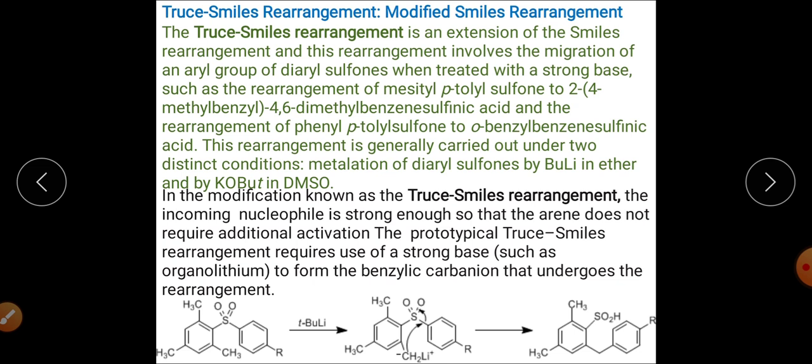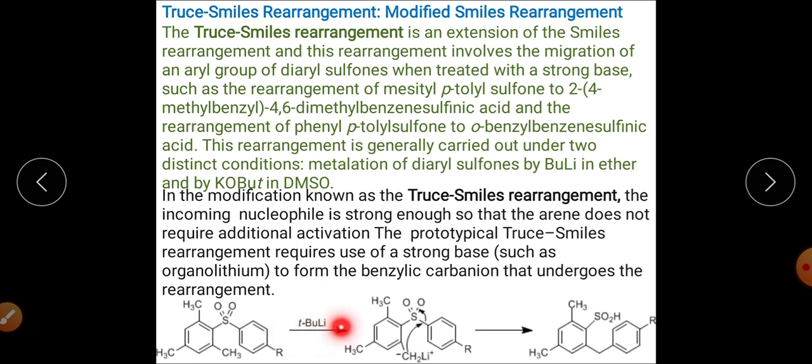Basically, this kind of rearrangement reaction we carry out in the presence of a strong base, and the substrate that is utilized for this particular Truce-Smiles rearrangement is diaryl sulfones. For example, this is the kind of substrate we generally use for Truce-Smiles rearrangement, and when the reaction is carried out under strongly basic conditions, for example butyl lithium, we generally use it for this particular purpose.